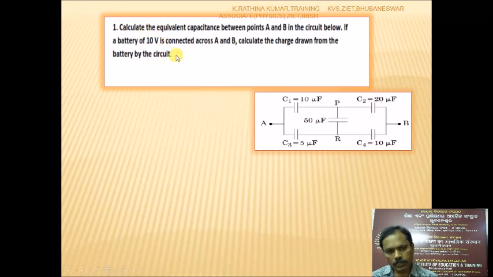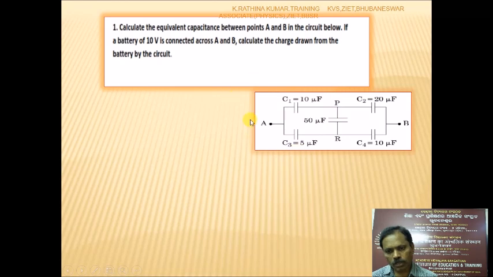So after seeing this question, you must be able to draw the diagram for the question. Or some other questions' diagram may be given. So the capacitors are joined like this: C1 is 10 microfarad, C2 20 microfarad, C3 5 microfarad, and C4 10 microfarad. In between these two points, P and R, another capacitor of 50 microfarad is given.